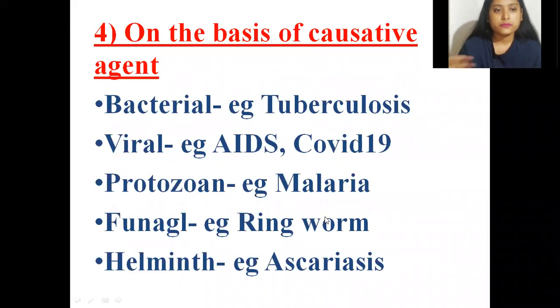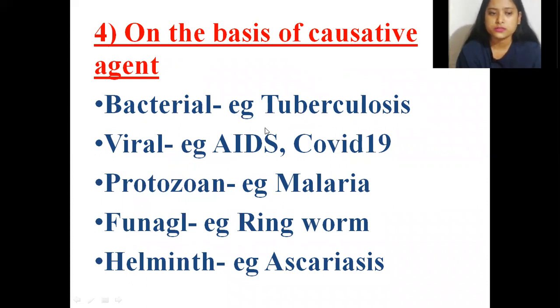Okay, so next one is on the basis of causative agent. That means depending upon what type of agent is causing disease, we can classify diseases as shown here. First one is bacteria. So if you get a disease by a bacterial attack, then we can term it as bacterial disease. An example of each type of agent is given here. So for bacteria, you will call the disease bacterial disease.